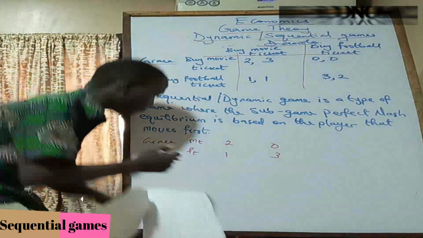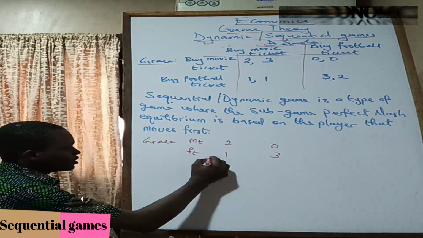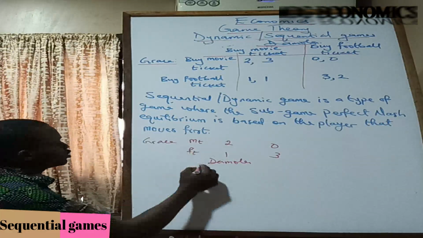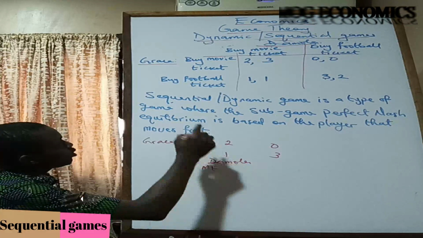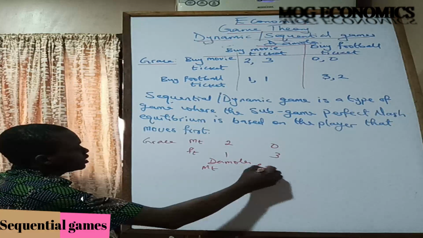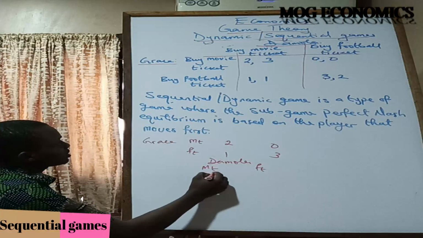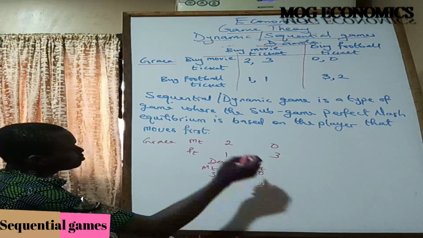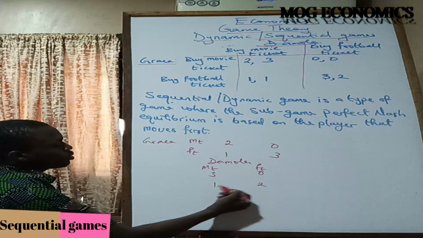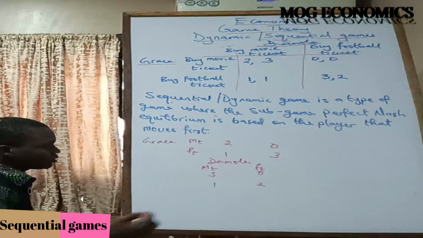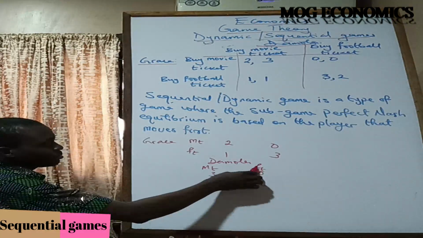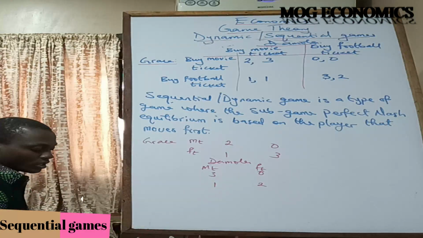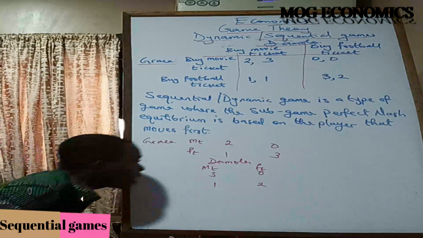How about Damola? For Damola, strategies are arranged this way. Damola can choose to buy a movie ticket or a football ticket. If Damola buys a movie ticket, she can get 3, 1, then 0, 2. Same thing: 3 is better than 0, but 1 is inferior to 2. No dominant strategy. Or if she decides to buy the football ticket, 0 is inferior to 3, but 2 is better than 1. So there is no dominant strategy for the two of them.